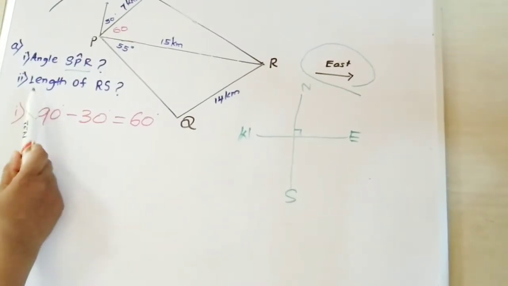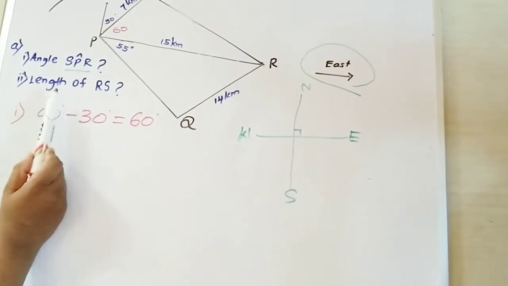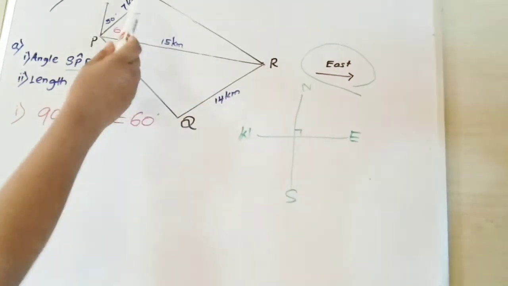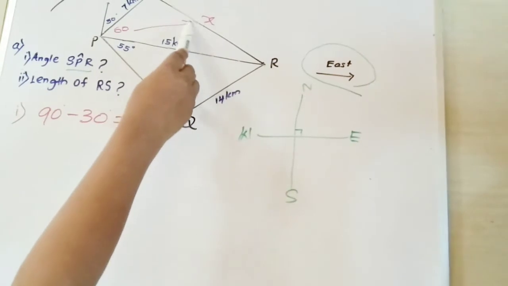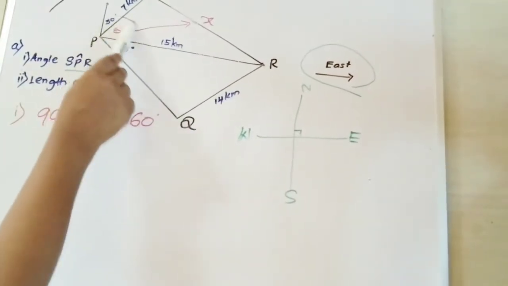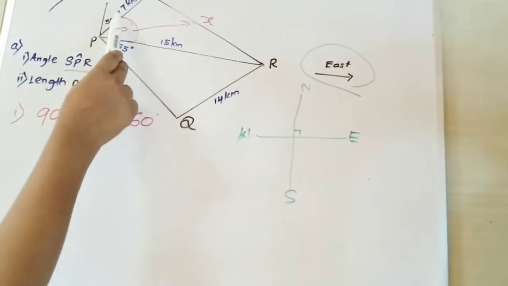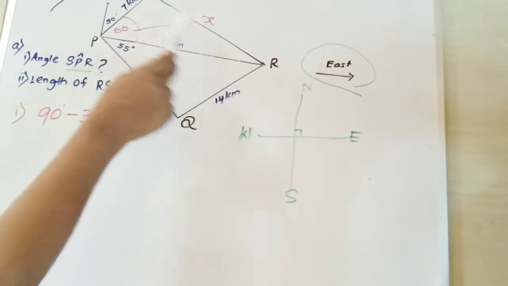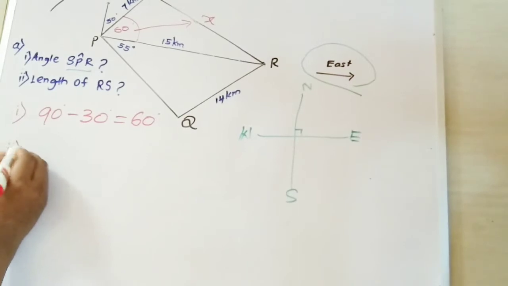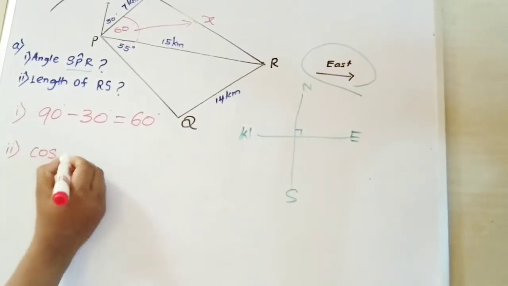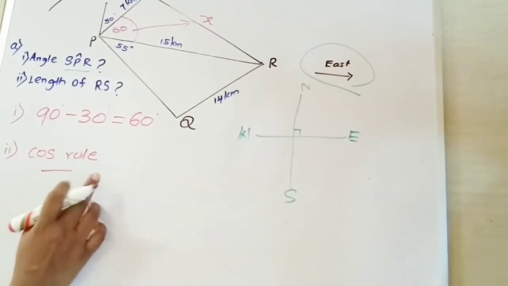Now look at the second question. Find the length of RS. How can we find the length of RS? RS is an unknown. We'll name it as X. That is opposite to the 60 degree angle. In this triangle, three sides and one angle are connected with this question. So we have to use the cos rule.